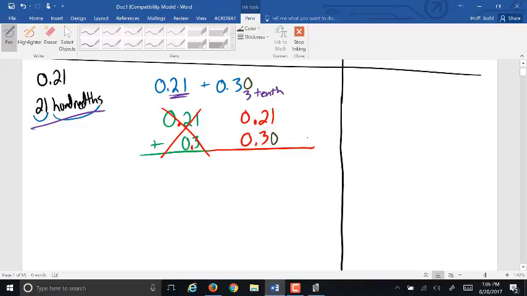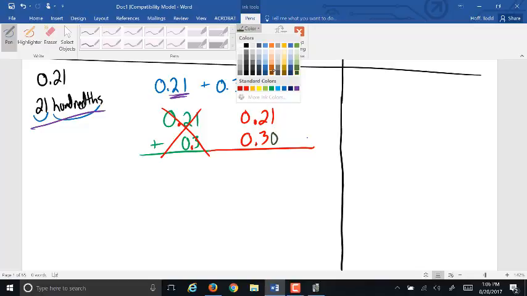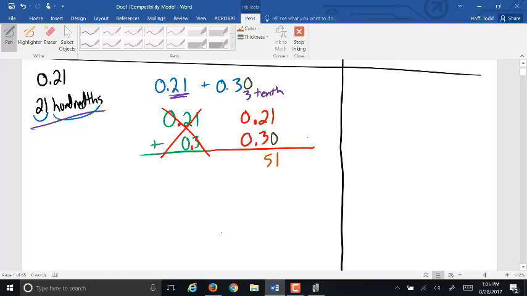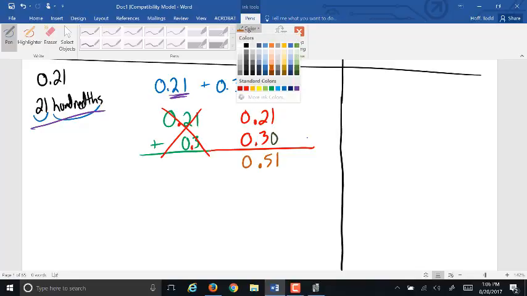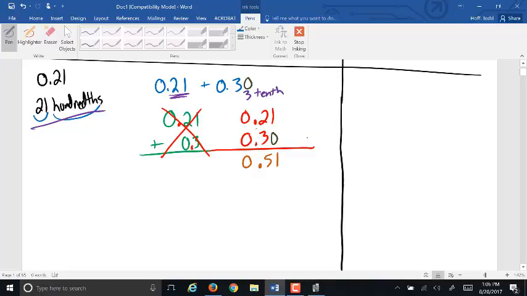Lining up those decimal points in our decimals is just a way of making sure the numbers have the same name. So then we add 21 and 30 make 51. What do we do with the decimal point? Drop it straight down. When we add or subtract, we keep the same name. Dropping that decimal point straight down means 21 hundredths plus 30 hundredths is 51 hundredths. It's just keeping the same name.